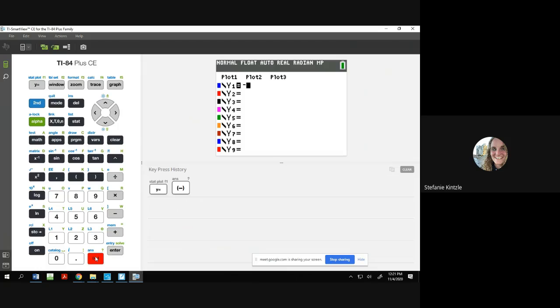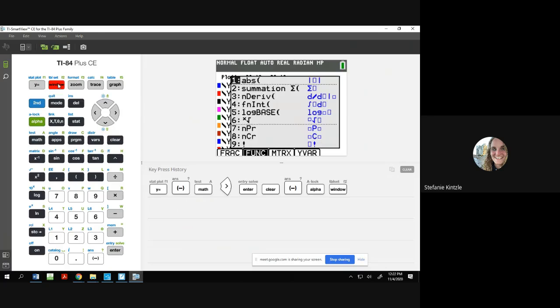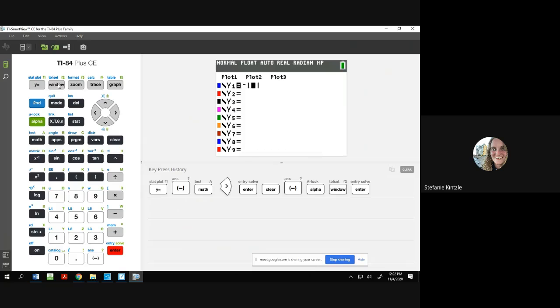There's 2 different ways to get your absolute value function. So far, I've told you guys you can hit math, arrow to the right, and hit enter. The other way is you can hit alpha, window, and then hit enter. But that only works on updated versions. I'm not sure if it'll work on the TI-84s or not. It will definitely work on the new ones, the CEs.